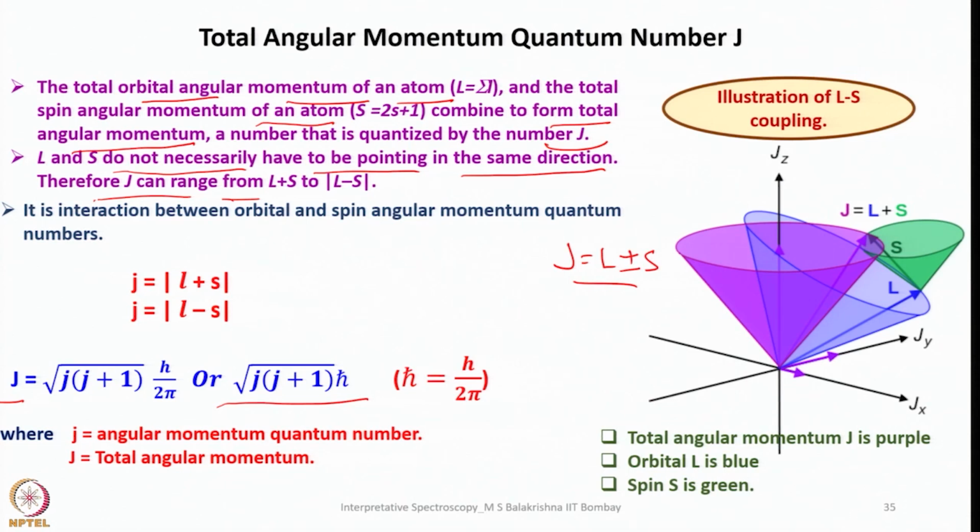This L and S coupling is represented nicely in this figure here. If you look at this violet or purple cone, that shows the total angular momentum J, which is purple, and orbital is given in blue. Spin is given with respect to its own axis, and orbital with respect to the nucleus is given in blue, and together the LS coupling is shown in this purple cone. So this is how you can illustrate LS coupling, spin-orbital coupling or orbital-spin coupling.